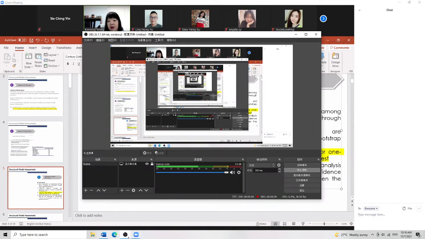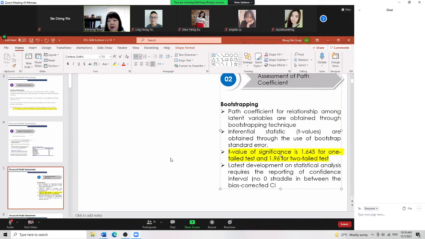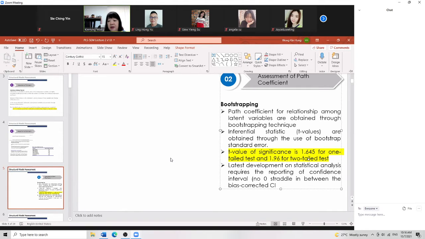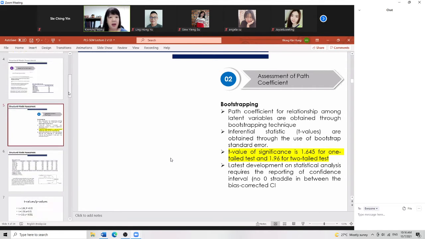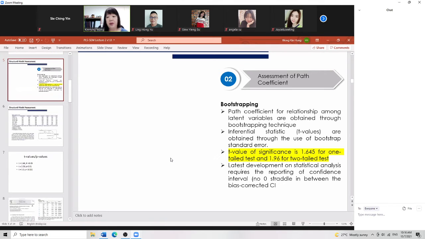All right, so t-value, one tail is 1.65, two tail is 1.96. Okay, so latest development of statistical analysis requires reporting of confidence interval. No zero straddle in between the bias corrected confidence interval. So you must report your confidence interval. Make sure there's no zero in between.